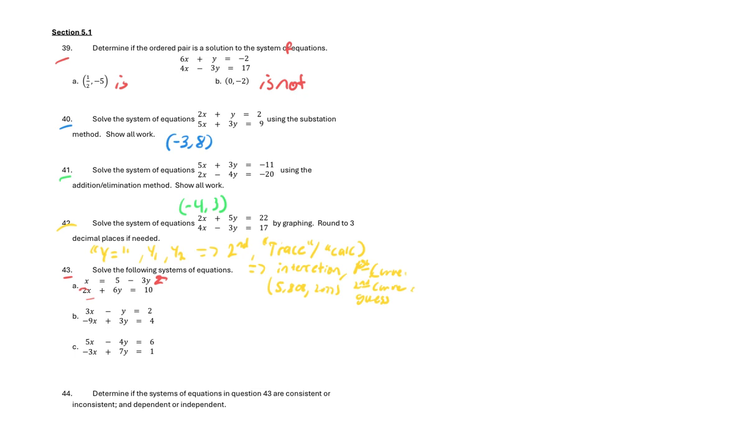Part B, I can see with the x's here that we're starting with something that looks relatively easy to do an elimination method. So we'll write both of these here. 3x minus y is equal to 2. Negative 9x plus 3y is equal to 4. So I'm going to multiply this top one by 3 and then write it down here. So we'll get 9x minus 3y is equal to 6.